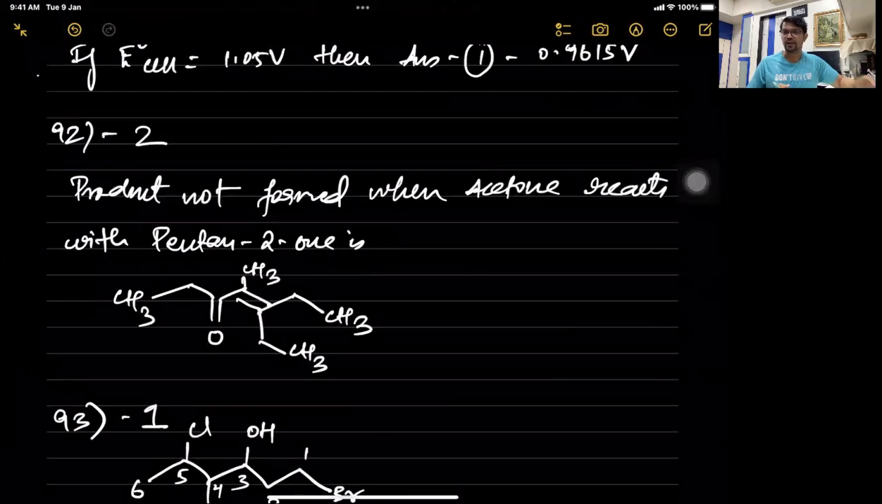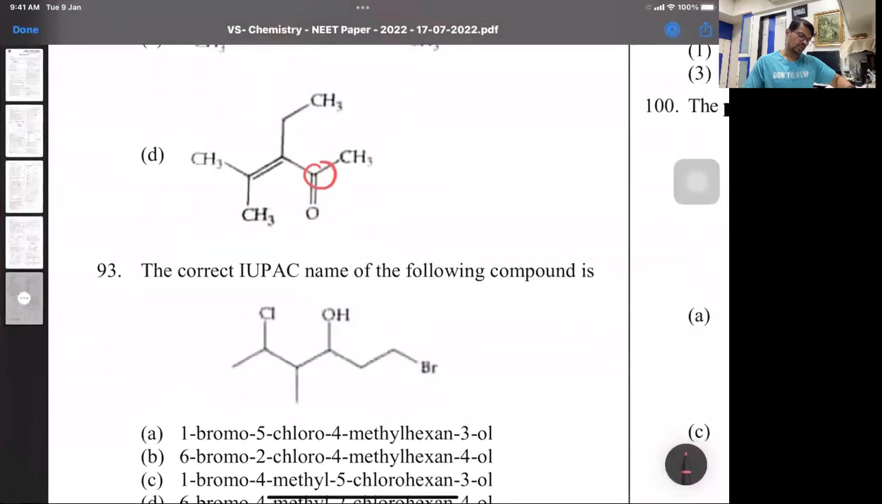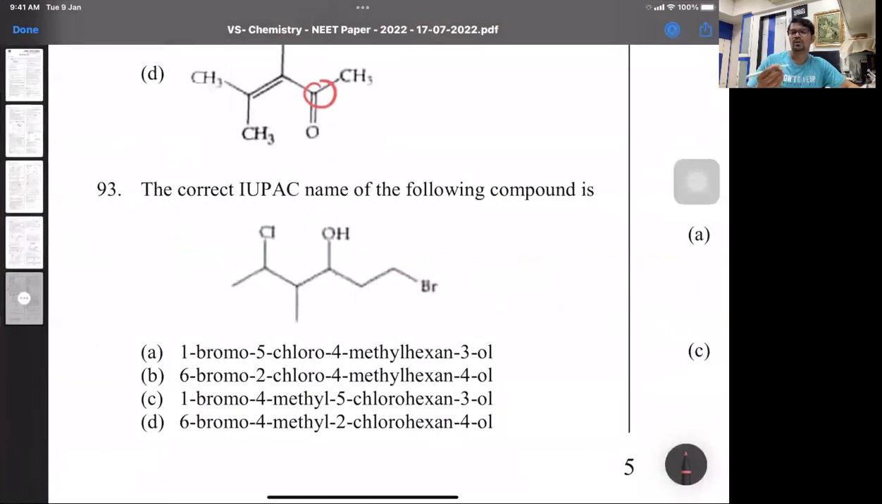Clear how to identify quickly. Okay. Then the 93rd one, the correct IUPAC name. Now this is simple. The OH group has higher priority, so the answer has to be in terms of alkanol. So alphabetically.